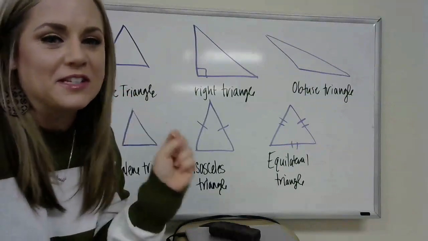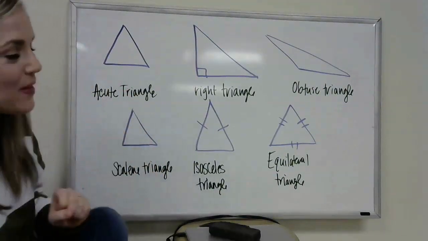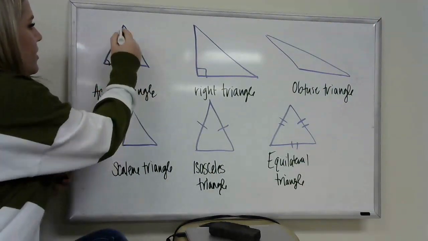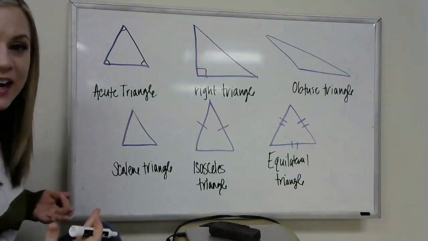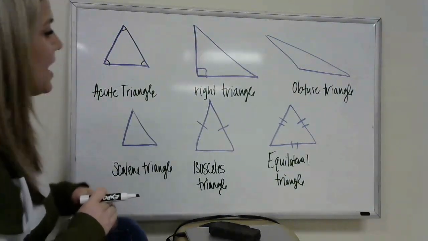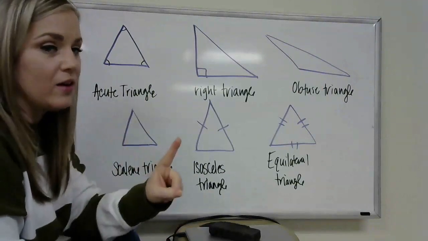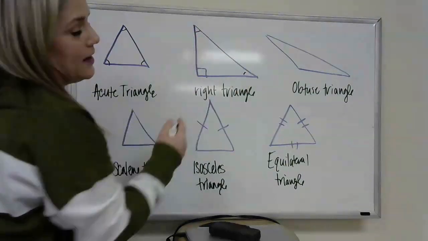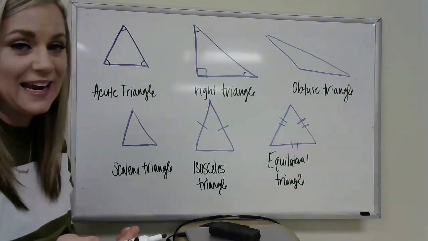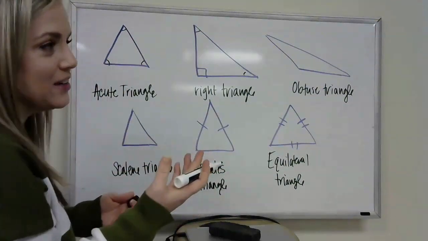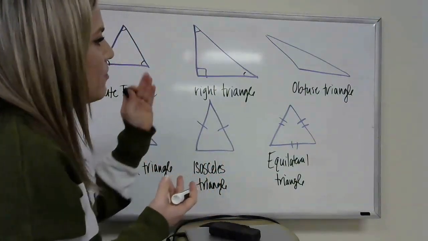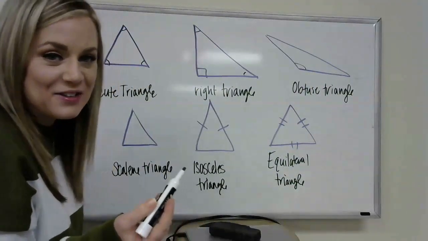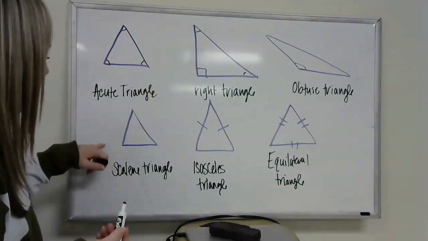Okay, so let's talk about the different types of triangles that you may see today. All right, so we have an acute triangle where all of the angles are acute, so less than 90 degrees, okay? Then we have a right triangle, which means that one angle is 90 degrees, and the other two angles have to be less than 90, obviously, because 90 plus 90 is 180, so you can't have that. You can't, because it's a triangle. Okay, and then we have an obtuse triangle where one angle is greater than 90 degrees.